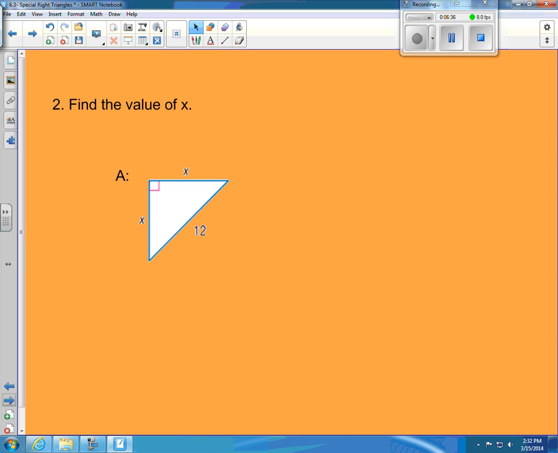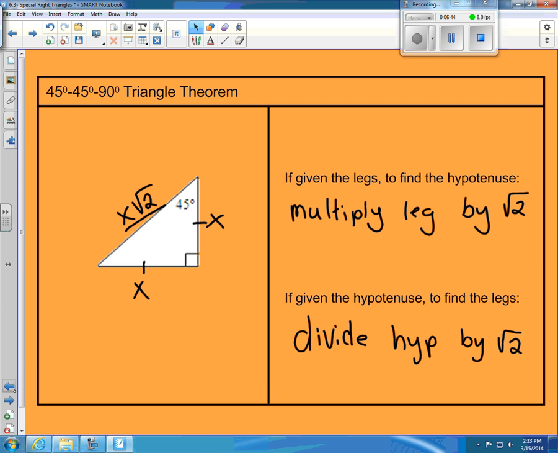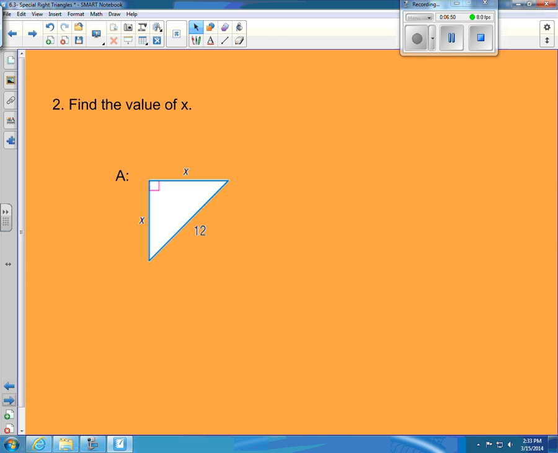Let's use that in this first problem here. We are looking for the legs and we are given the hypotenuse. So what does your rule say on this little box? We're given the hypotenuse. To find the legs, we're going to divide the hypotenuse by square root of 2. So we want x, and we're going to take the hypotenuse, which was 12, and we're going to divide it by the square root of 2.